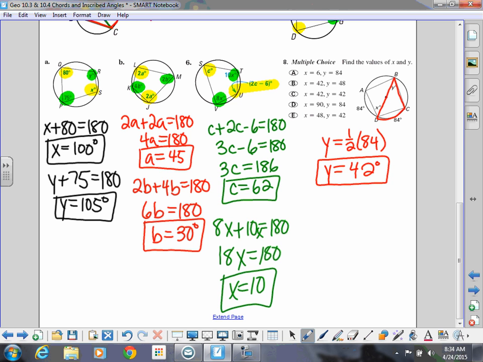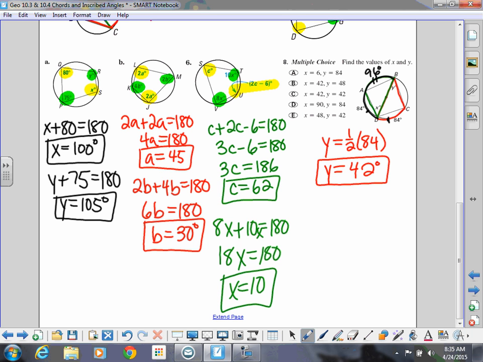Now x is this inscribed angle. So its intercepted arc is not marked. However, we know that this is 84 and this is 84. And so that means that these two, since they're both in semicircles, so this has to be 180 minus 84. Because remember, that whole black arc is a semicircle. So if I do 180 minus 84, that gives me 96 degrees.